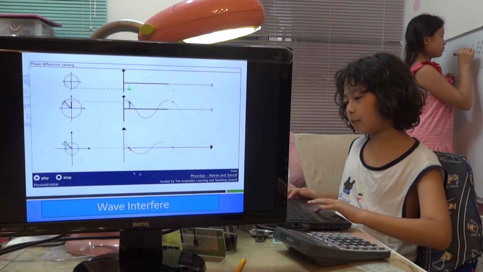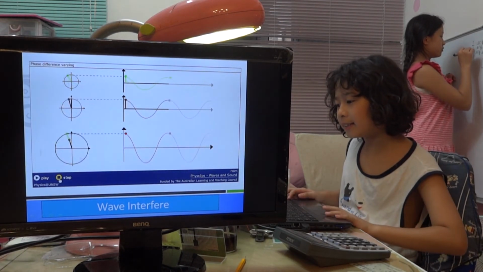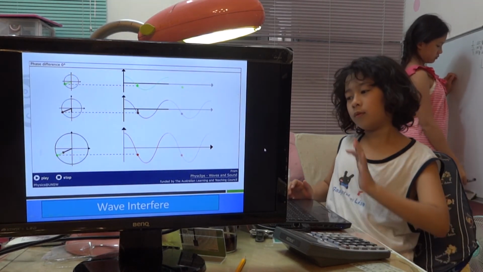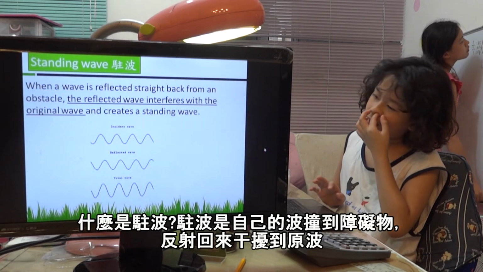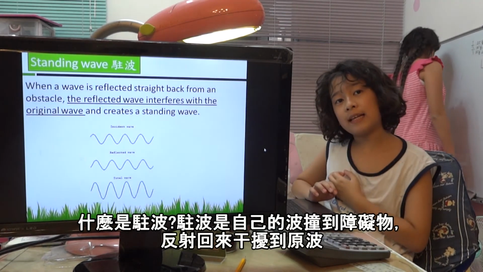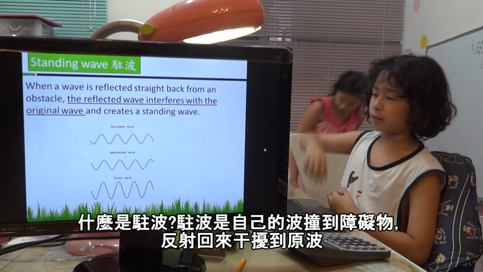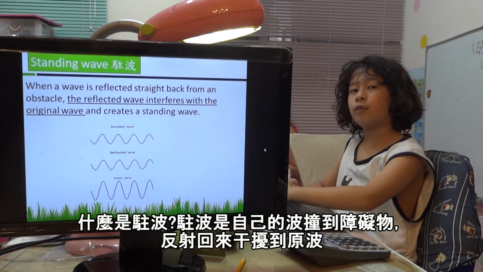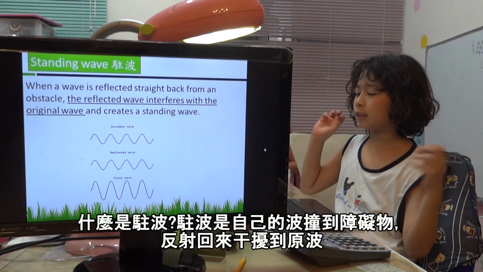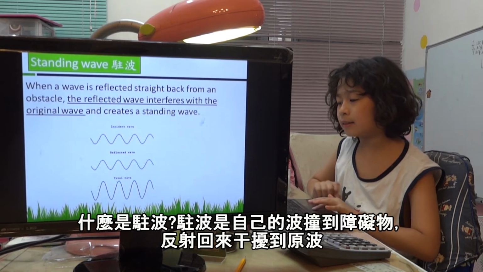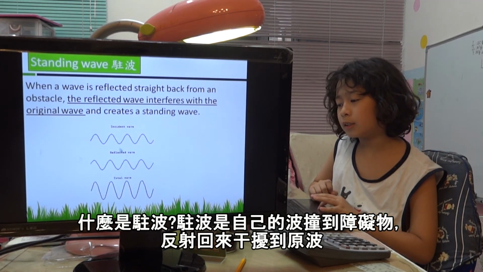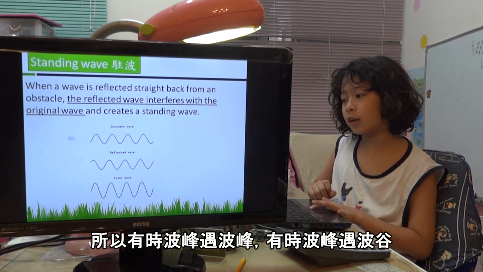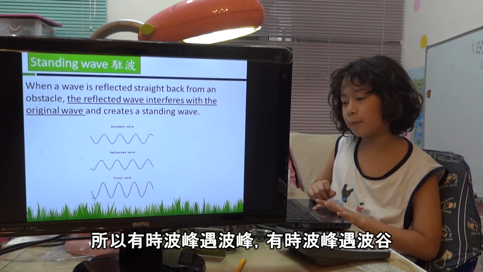Okay, so I'm going to the next page. Okay, we can find standing waves. A standing wave happens when you have one wave and the wave reflects, and then it meets with a new wave like that. Sometimes the crest meets the trough, sometimes the crest meets the crest. So sometimes it is destructive, sometimes constructive, so it will be like that.